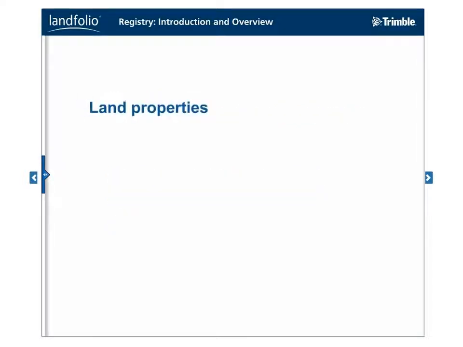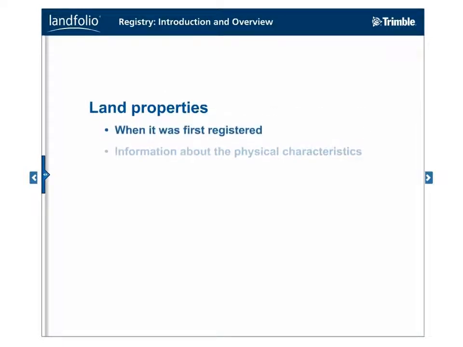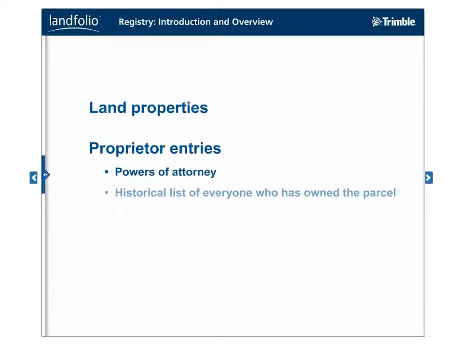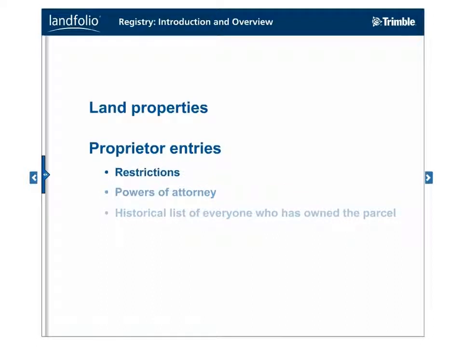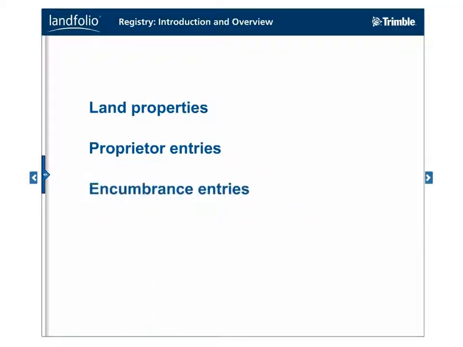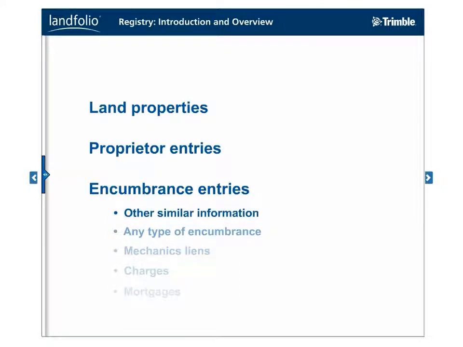Land properties, which contains information about the physical characteristics of the land and when it was first registered. Proprietor entries, a historical list of everyone who has owned the parcel, along with other information such as any powers of attorney applied to the parcel, any restrictions, and other similar information. And encumbrance entries, which has mortgages, charges, mechanics liens, any type of encumbrance on the land, and other similar information.